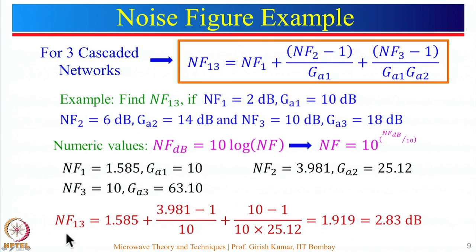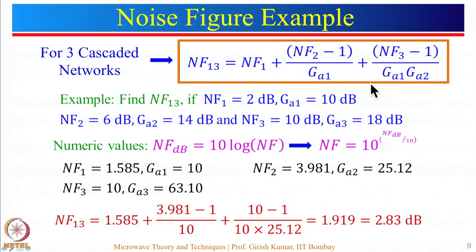Now we can find the overall noise figure NF13. You can see that NF1 comes as it is, NF2 minus 1 divided by the gain of the first stage, then NF3 minus 1 divided by the gain of the first stage and second stage. The overall noise figure is 1.919, which comes out to be 2.83 dB. If you look at this number, you can see that this one here is 2 dB, so the result has to be more than that. But you can see here this is 6 dB and 10 dB. So it is not the sum of these two, 2 plus 6 plus 10.